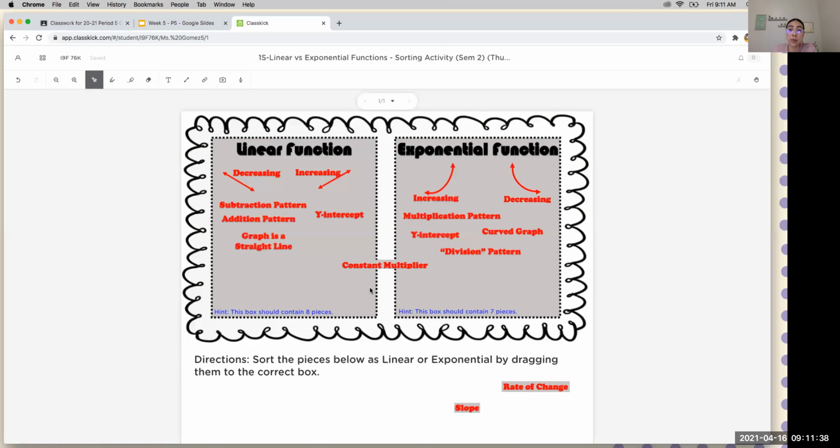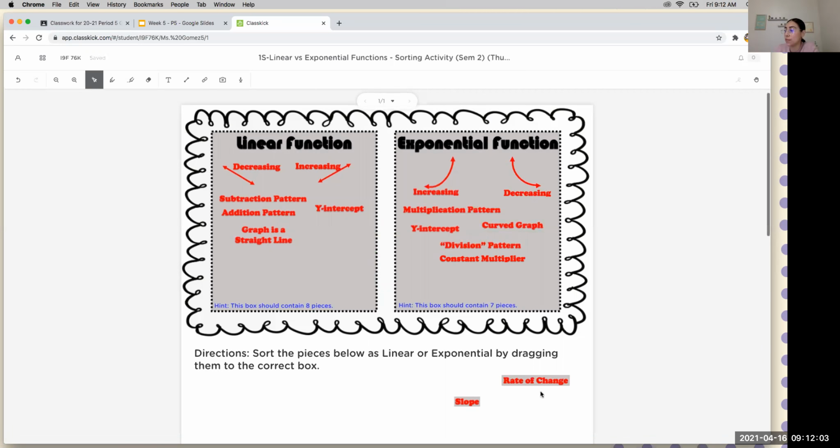Constant multiplier. So now we're getting into the name of the patterns. Where does a constant multiplier go? Thumbs up, linear, clap, exponential. Yes, good job, you guys. A clap. This is on the exponential function. So your multiplication pattern or your division pattern, those are called the constant multiplier.